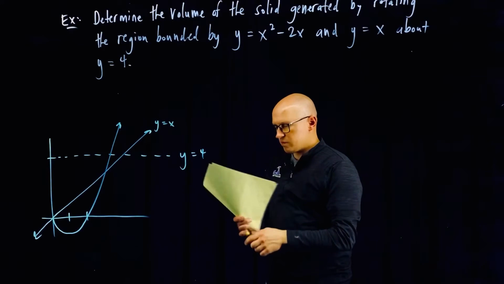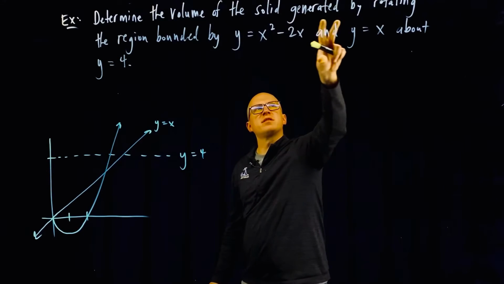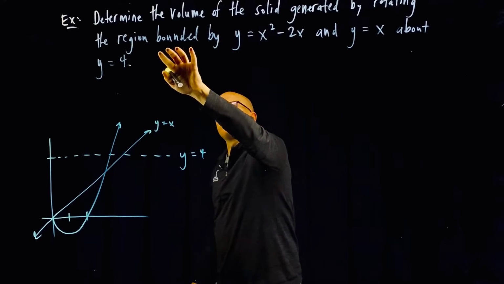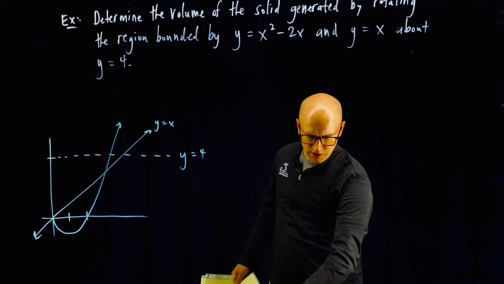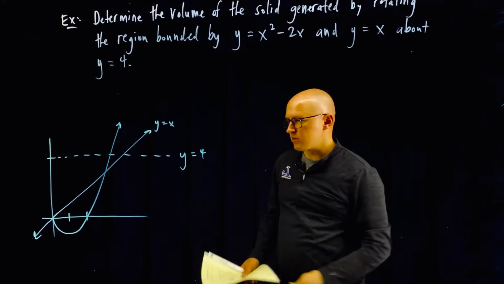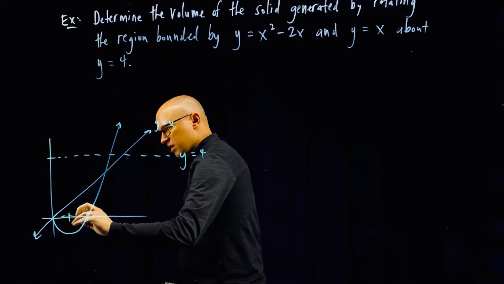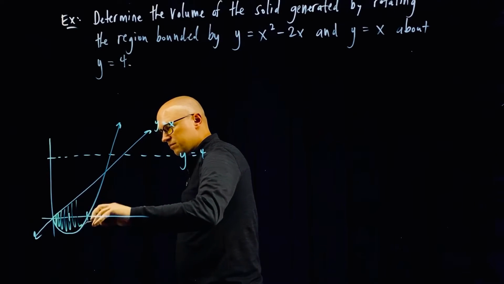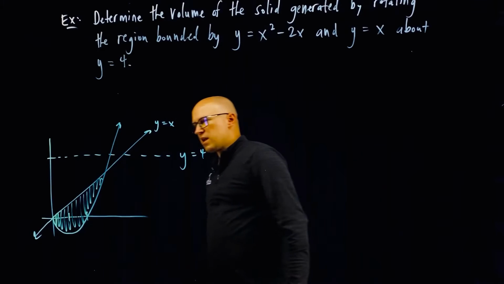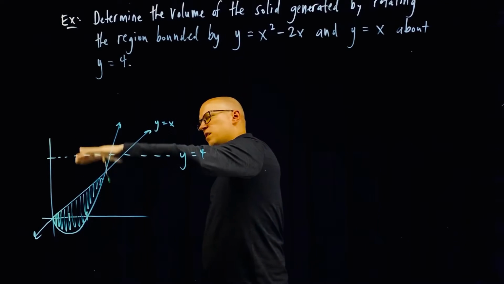All right, so what are we doing with this? We're determining the volume of the solid generated by rotating the region bounded by these two functions. Well, let's identify the region bounded by those two functions. That region is going to be right here, and I'm going to rotate this around this.